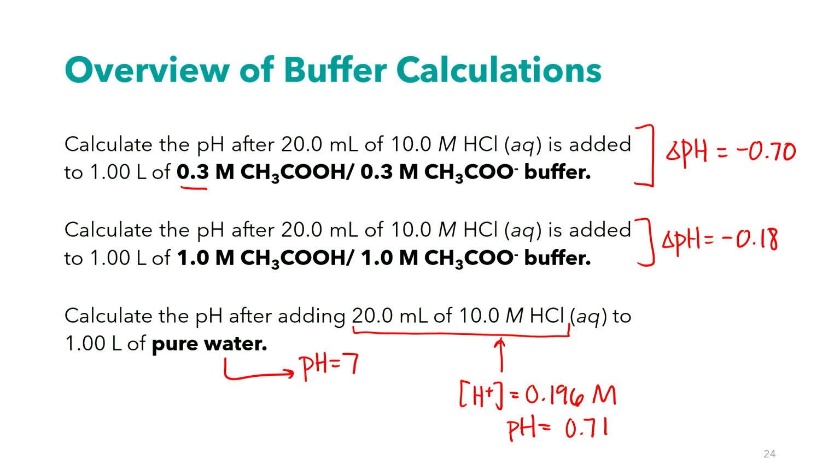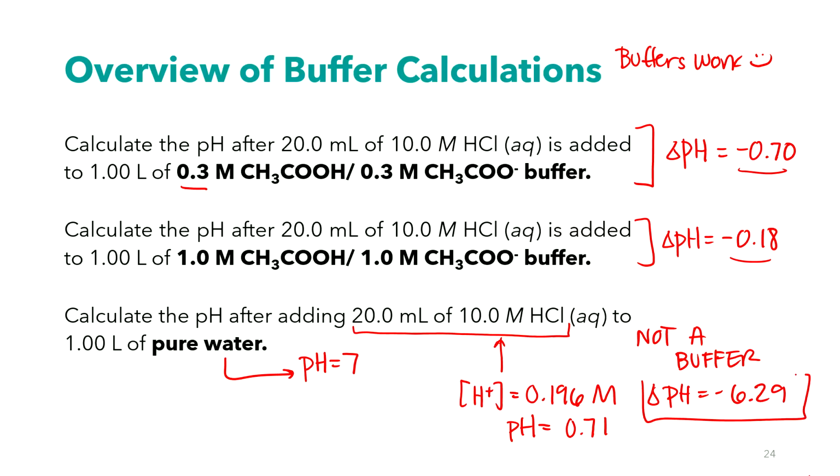And when we did it with a buffer, it didn't even reach 1 unit. So buffers work. Buffers work. And we just proved that to ourselves, right? Down here, if it was not a buffer, our pH change was negative 6.29, an enormous change. That same HCl had limited impact for our buffered solutions. That's what I want you to take away from this slide. So that's buffer capacity. Hold this in your heart, find a nice cozy place for it.